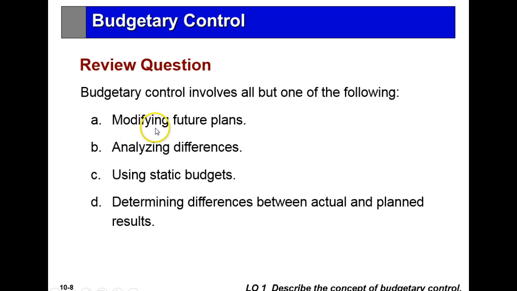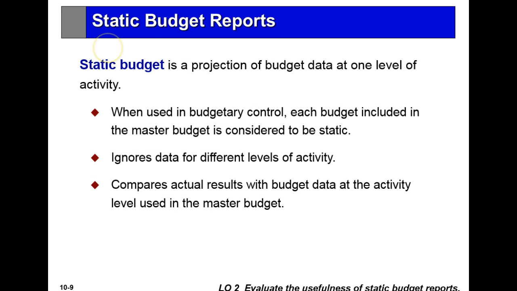Budgetary control involves all but one of the following: A, modifying future plans; B, analyzing differences; C, using static budgets; or D, determining the differences between actual and planned results. C, perfect. Static budget is a projection of budget data at one level of activity.